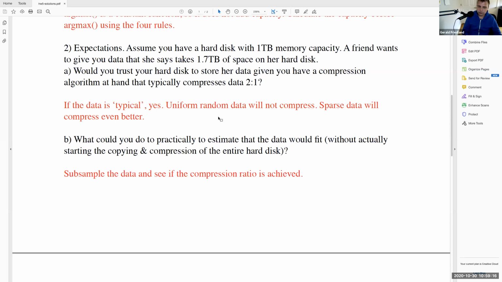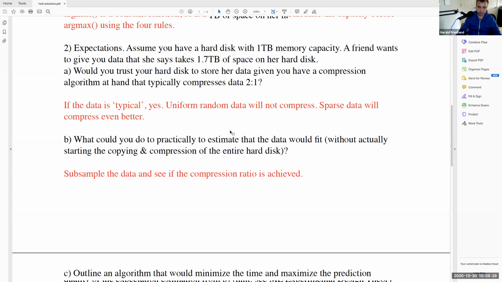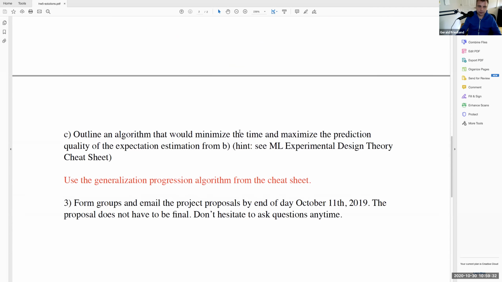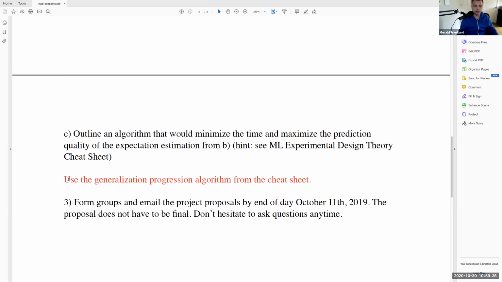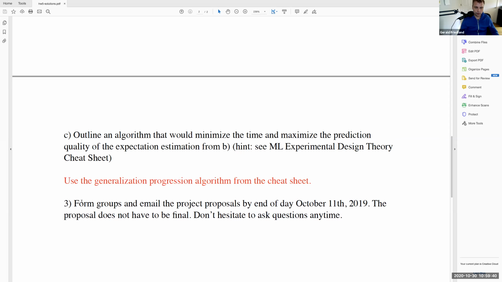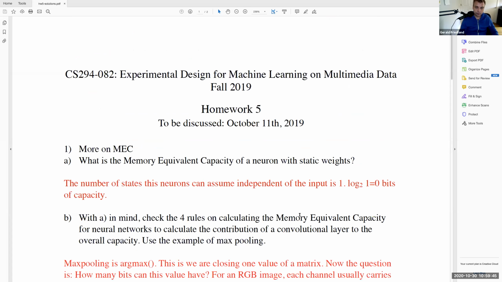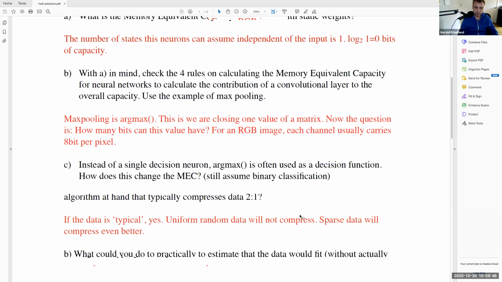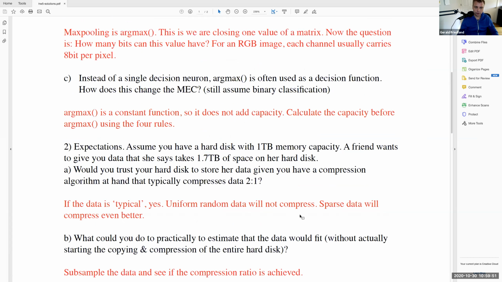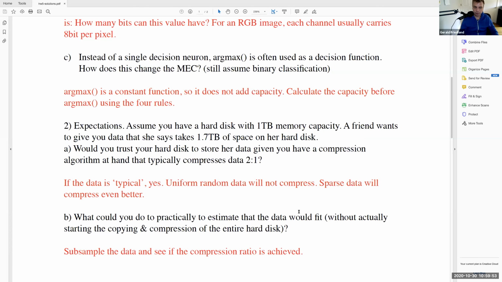And that's important because that is exactly the idea of the capacity progression that you see in the measurement tools that I gave you. And that's what number C is: outline an algorithm, and then it becomes the generalization progression from the cheat sheet. And also, from groups and email, we already did that. Okay, so any questions about that homework? So also see we're getting way more practical about stuff that actually matters.